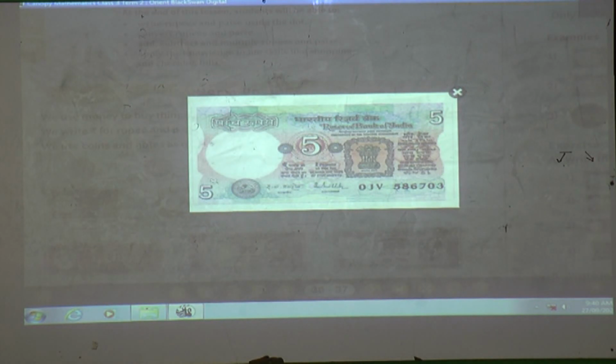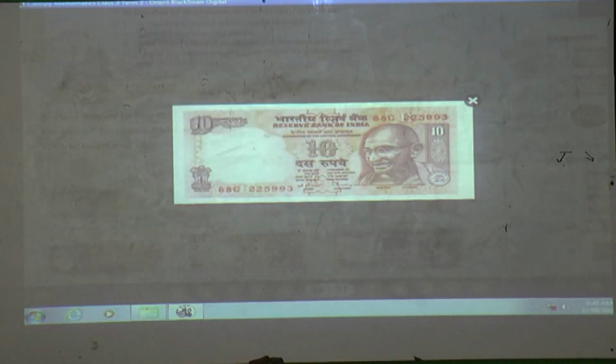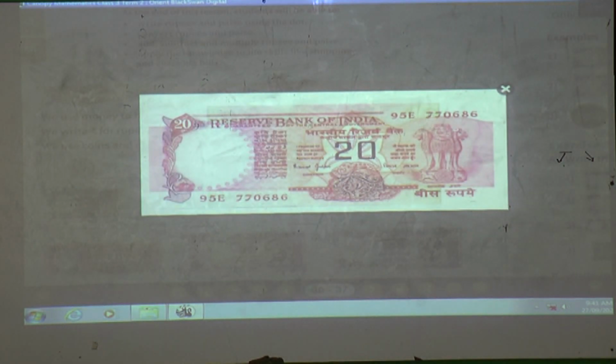See this note now. It is a 5 rupees note. Then on this note, what is written? Which number can you see here? Here 10 is there, so it is a 10 rupees note. Next, I also showed you a note of 20 rupees. Here you can see the number 20, and it is a 20 rupees note.